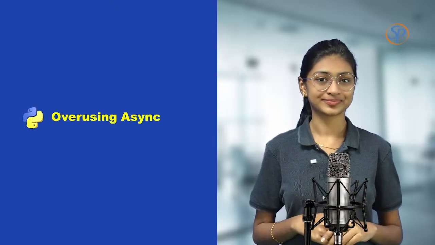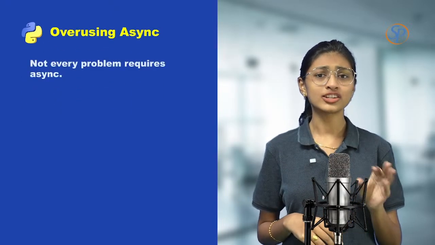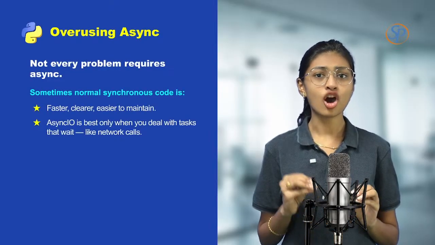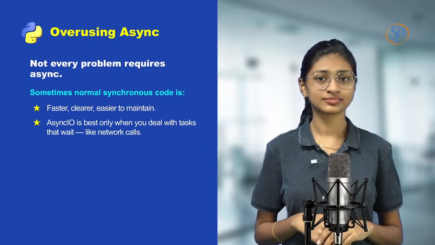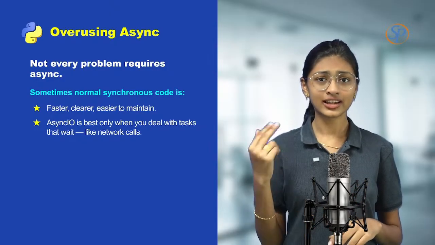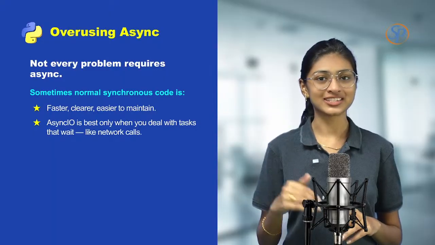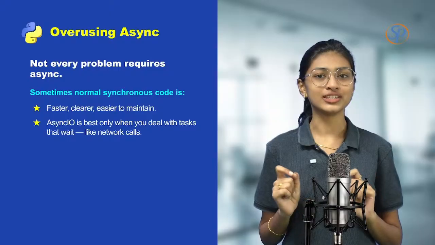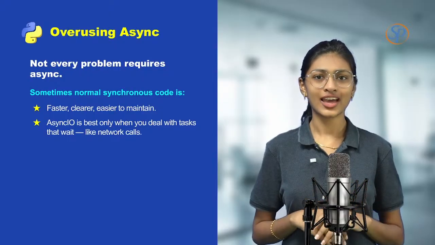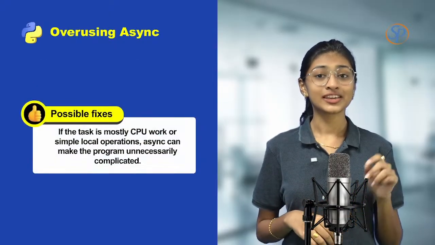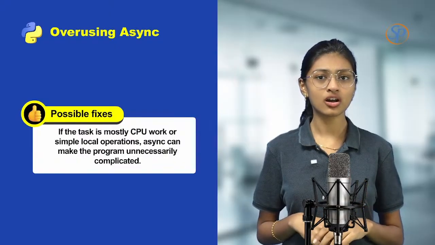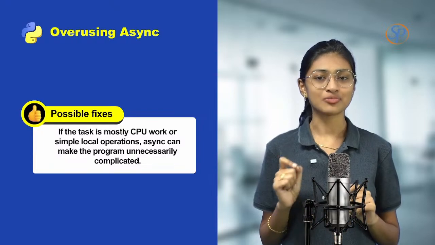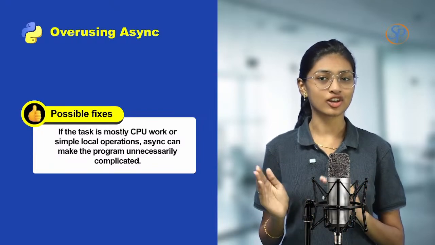Fourth, overusing async. Not every problem requires async. Sometimes normal synchronous code is faster, clearer, and easier to maintain. Async IO is best only when you deal with tasks that wait, like network calls. If the task is mostly CPU work or simple local operations, async can make the program unnecessarily complicated.